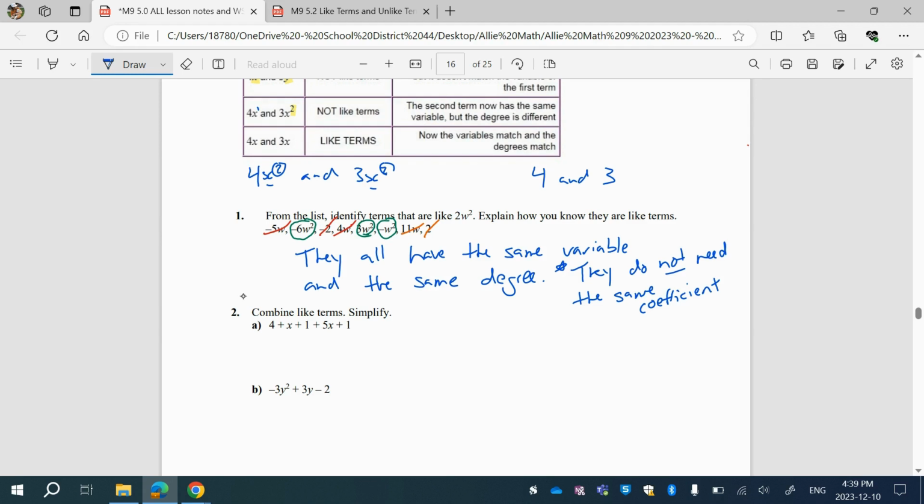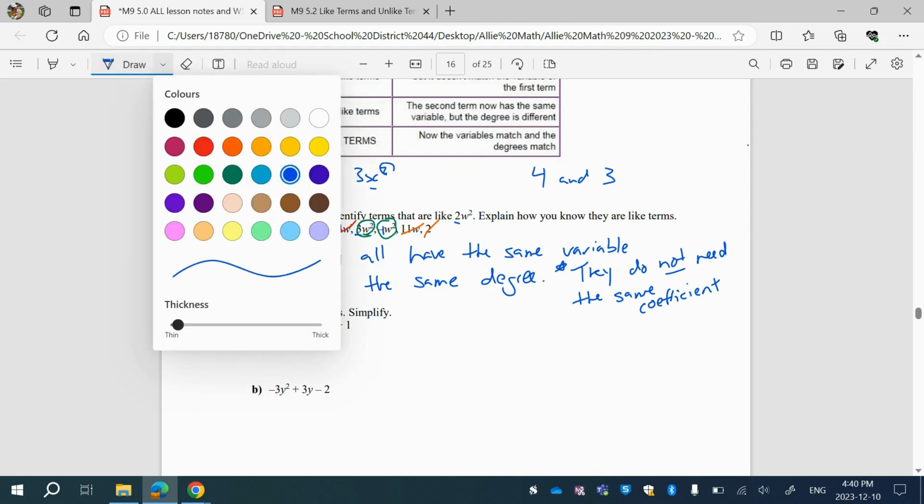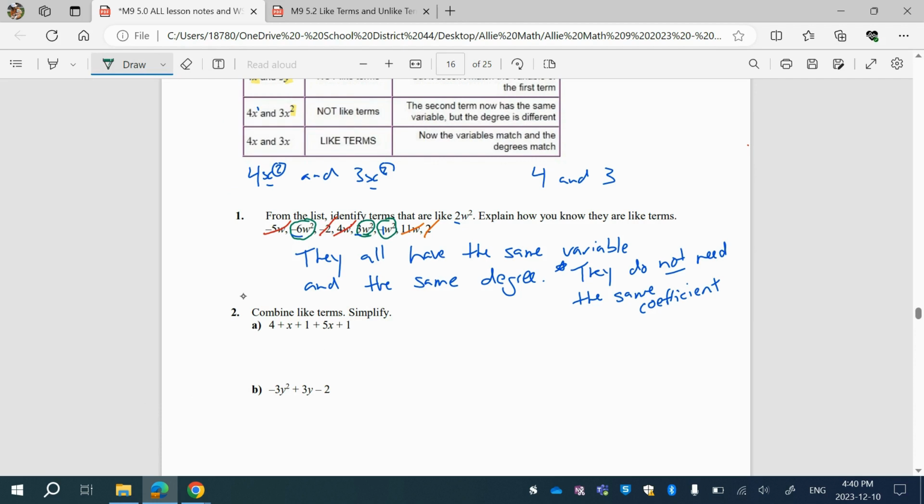So you notice this one has a 2 as a coefficient, this one has a -6, this one has a 3, this one has a -1. They don't need the same coefficient to be like terms. It's the variable and the degree of the variable that matters. So I think that's important to note. I would love it if you write that down on your notes.